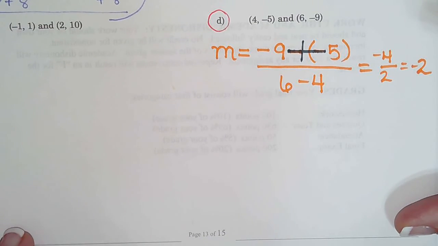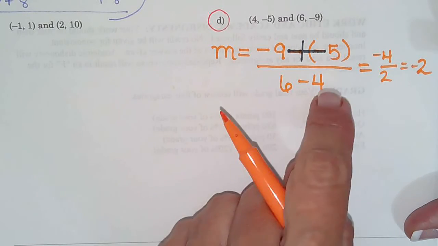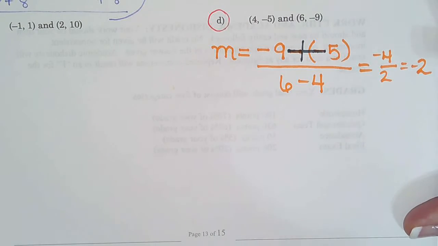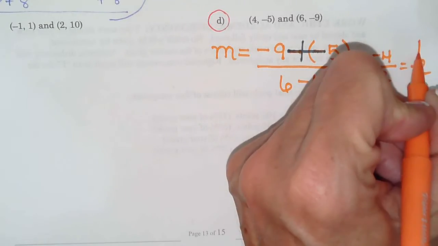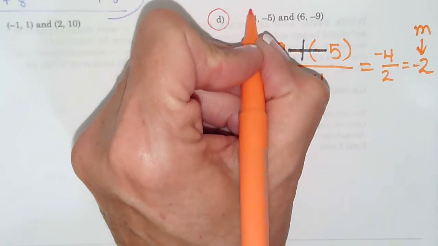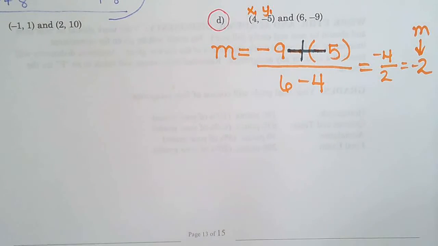There we go. Now we're on the page. So negative 9 plus 5, negative 4. 6 minus 4, 2. 4 divided by 2 is 2. 1 negative, negative. So there's our m. And then both the points are pretty much the same. They both have 1 negative. They're relatively small numbers, so I'll just pick that as my x1, y1.